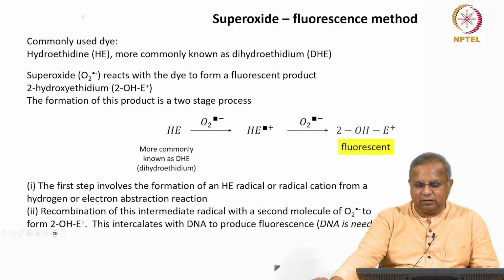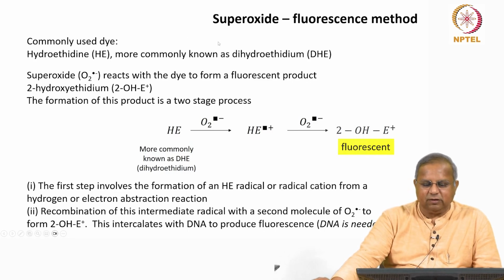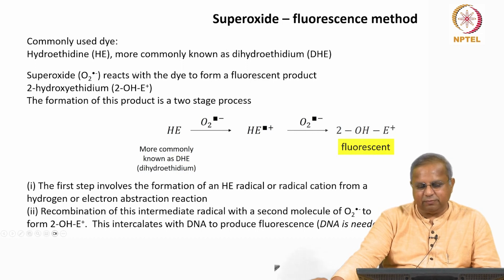We said the fluorescent dye here is called hydroethidine, more commonly known as dihydroethidium. And the basic reaction is something like this: dihydroethidine, HE, which is also called dihydroethidium, reacts with one molecule of superoxide and gets converted to a product, and this product reacts with another molecule of superoxide and gives you the fluorescent product that we measure. 2-hydroxyethidium is this product.